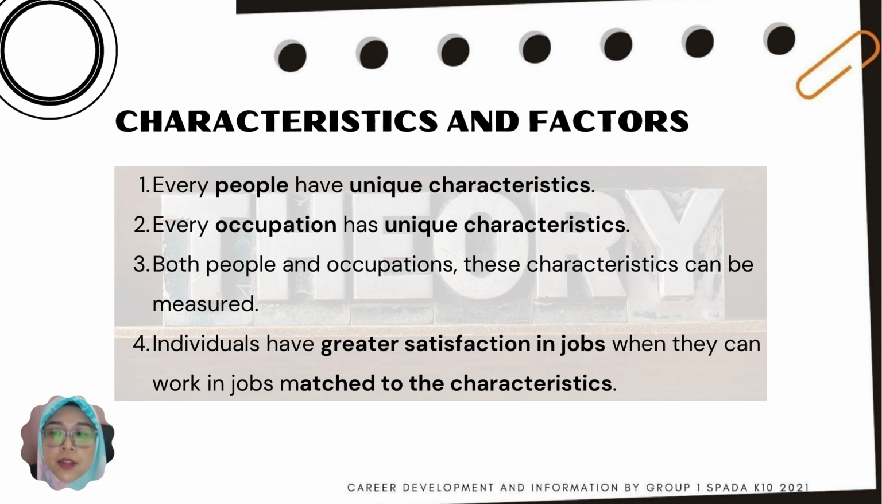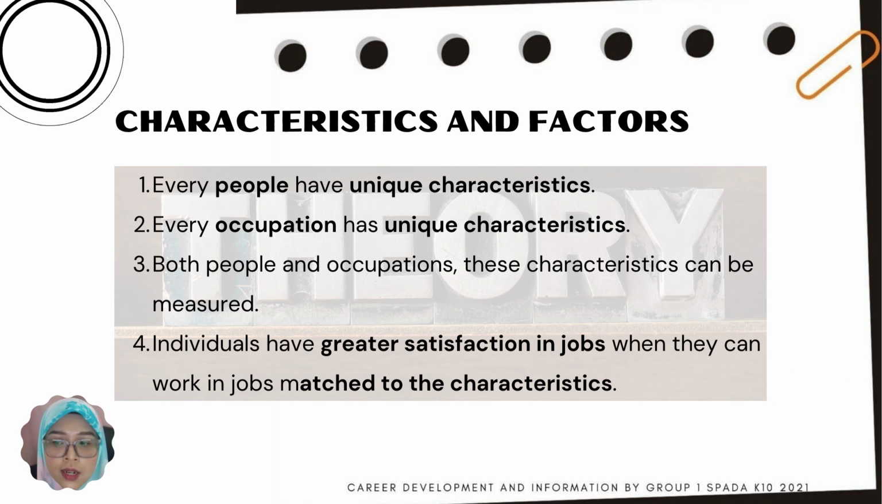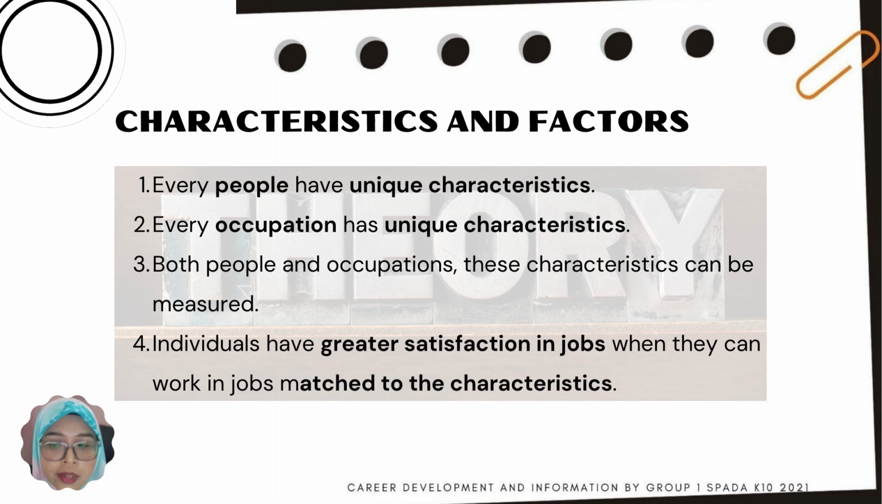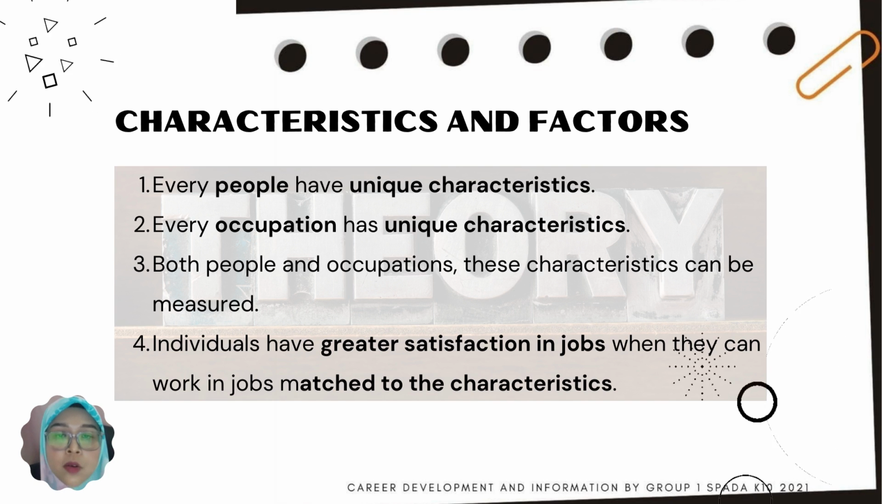This theory was formed based on the assumption that vocational interests are one of the aspects of personality, and therefore a description of an individual's interests also reflects the person's personality. The assumption is that every person has unique characteristics, and every occupation has unique characteristics. For both person and occupation, these characteristics can be measured, and individuals have the greatest satisfaction in a job when they can work in a job matching the characteristics they hold.